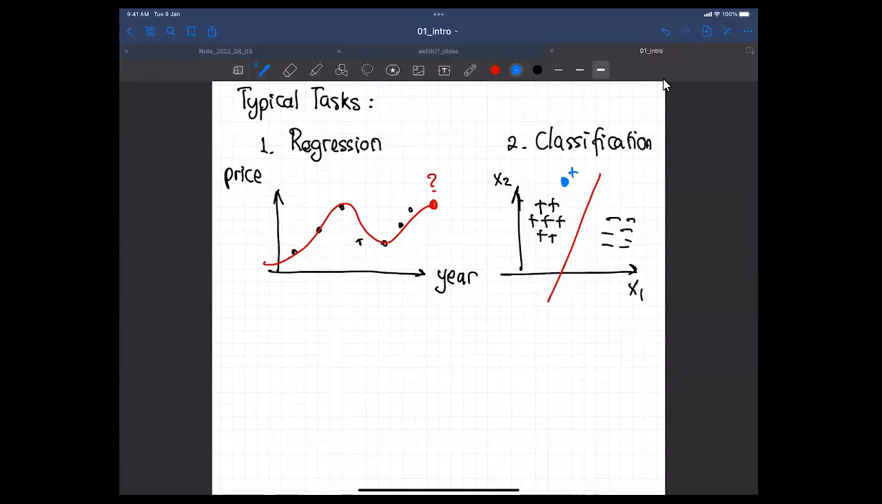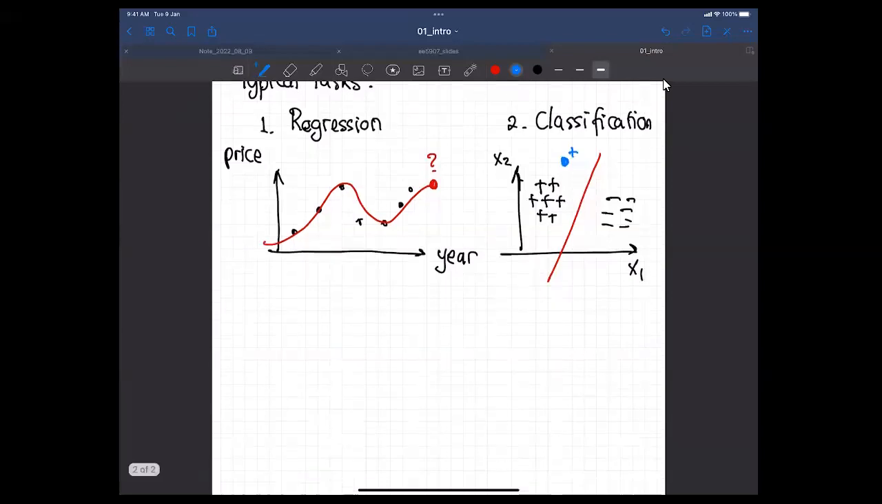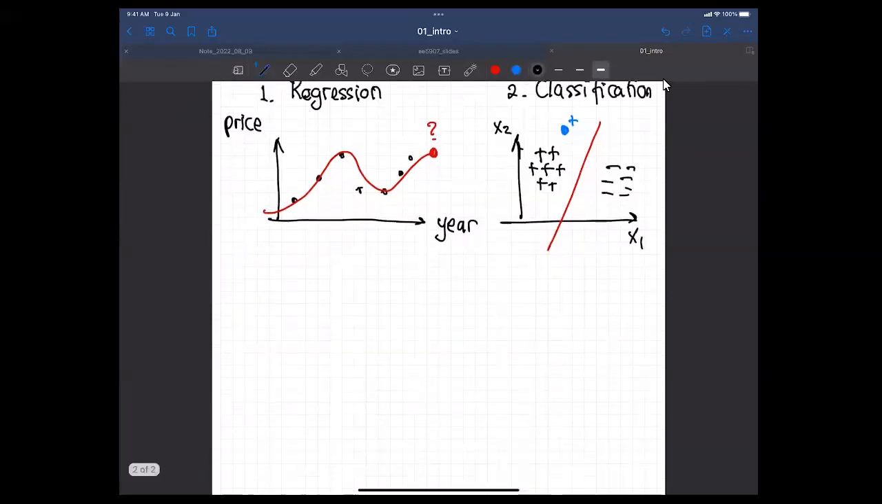Later on, soon, we will learn about the stages in machine learning. In machine learning, we have at least two stages, the training stage and the testing stage or deployment stage. Anyway, so far, these are the two typical tasks of machine learning. Any questions? Right, so if there are no questions, the third typical task is called, any idea? What will be the third typical task?